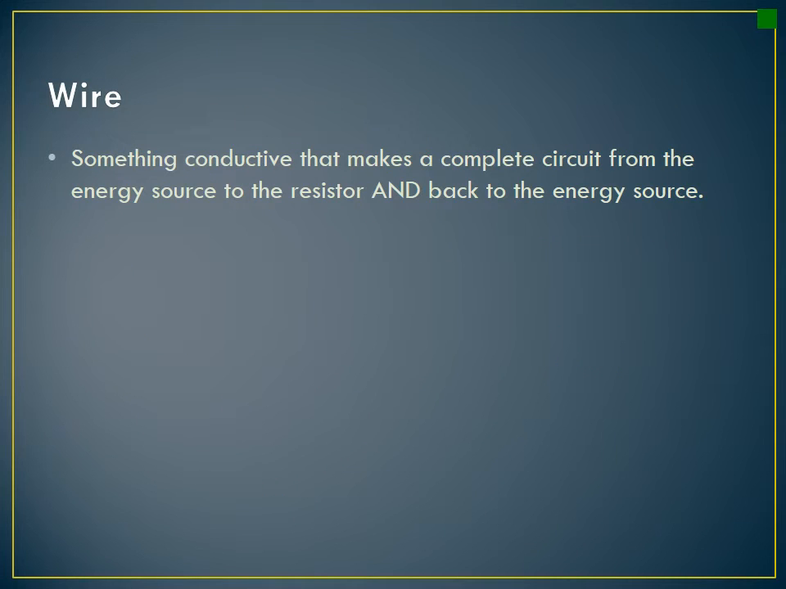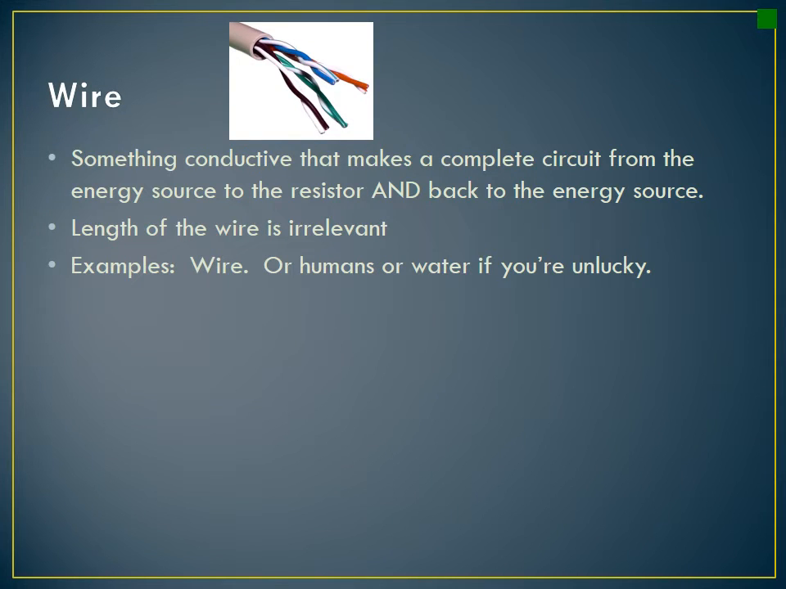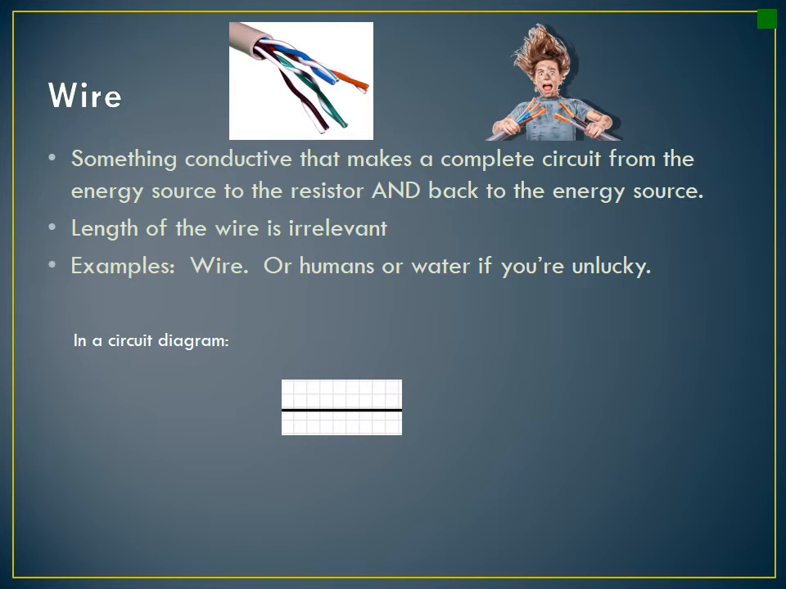Wire is something conductive that makes a complete circuit from the energy source to the resistor and back to the energy source. Typically, you just draw some straight lines in your circuit diagram. The important thing is that the length of wire doesn't really matter that much because it doesn't change the resistance for simple circuits or the amount of energy flowing. Electrons don't prefer long wires over short wires or vice versa.